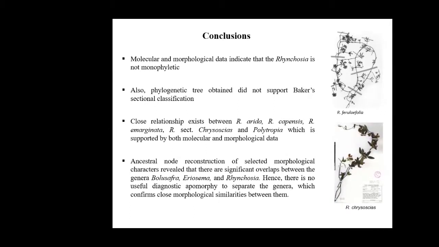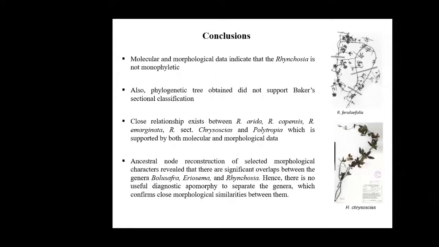They are found in the Cape. They are part of the Cape flora. They are all found in Cape Town. Ancestral node reconstruction of selected morphological characters revealed that there is significant overlap between the genera Bolisaphra, Erosima, and Rhynchocia. Hence, there is no useful diagnostic apomorphy to separate the genera, which confirms the close morphological similarity between them.